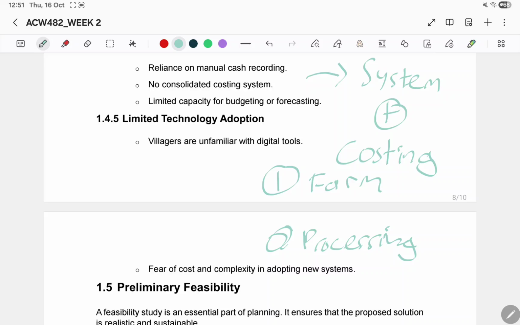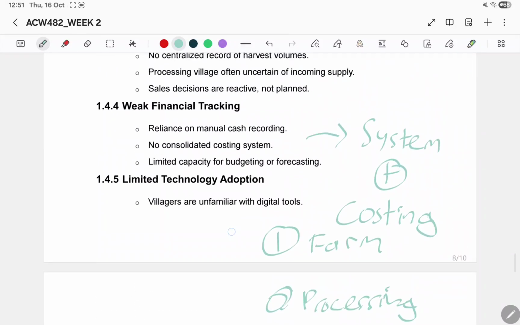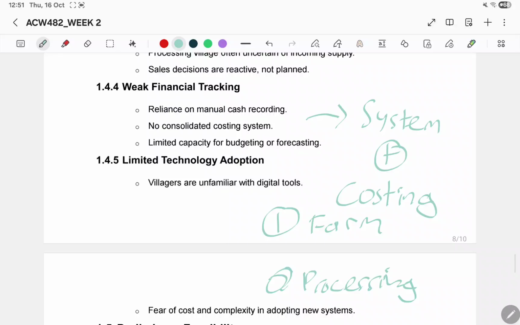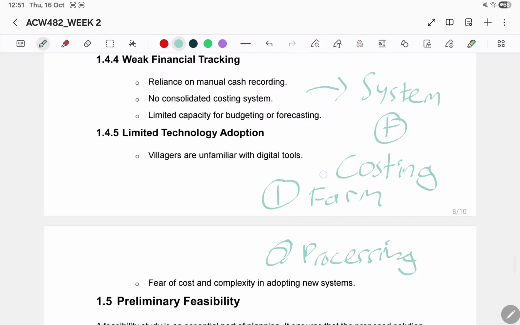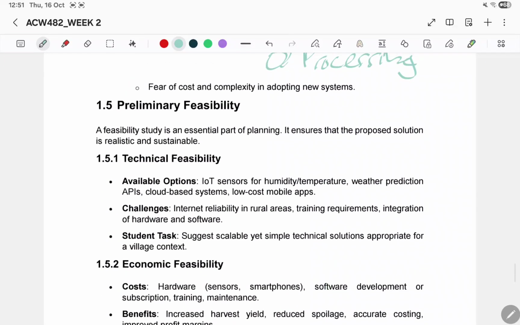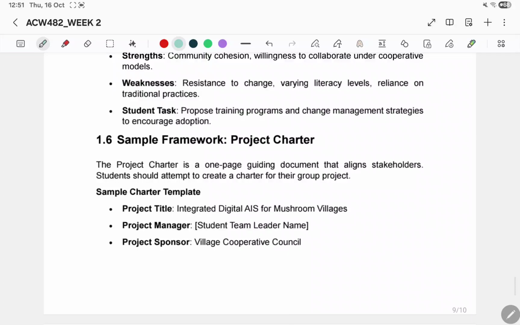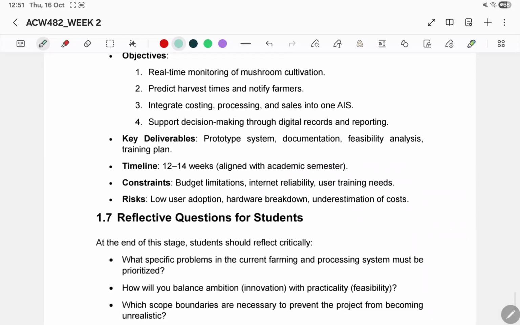So for your project, you should identify, from here, a clear scope. Pull out the problem that you think you can solve from the document review. You identify the needs, then identify your project scope. Then create your objectives, and do the preliminary feasibility test. And these are samples of the framework that you can have.